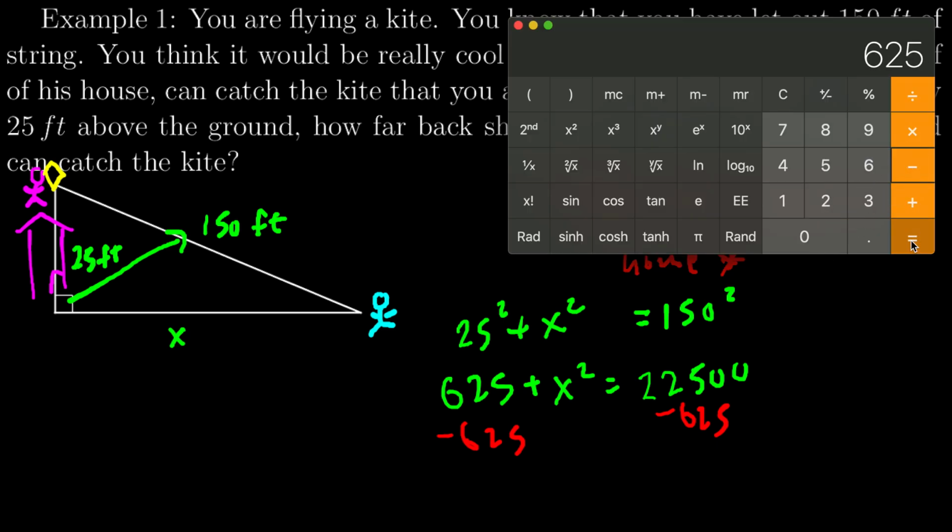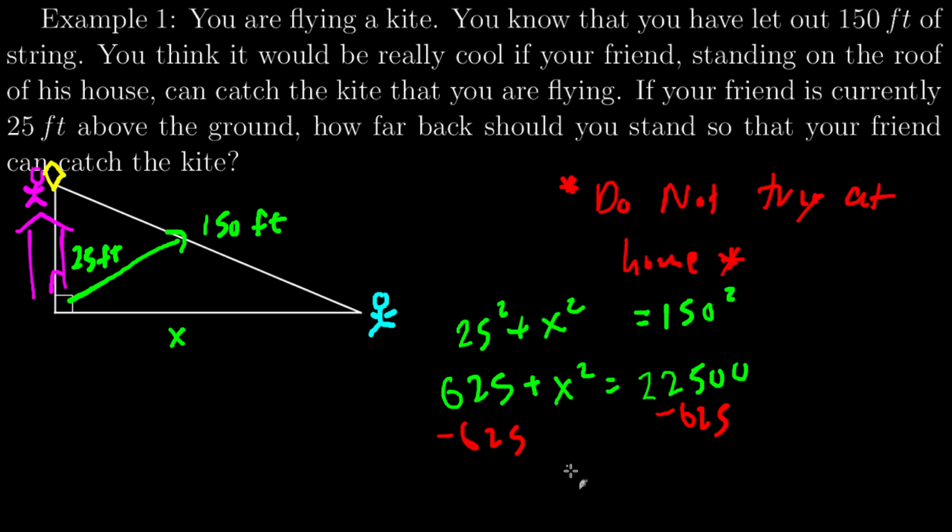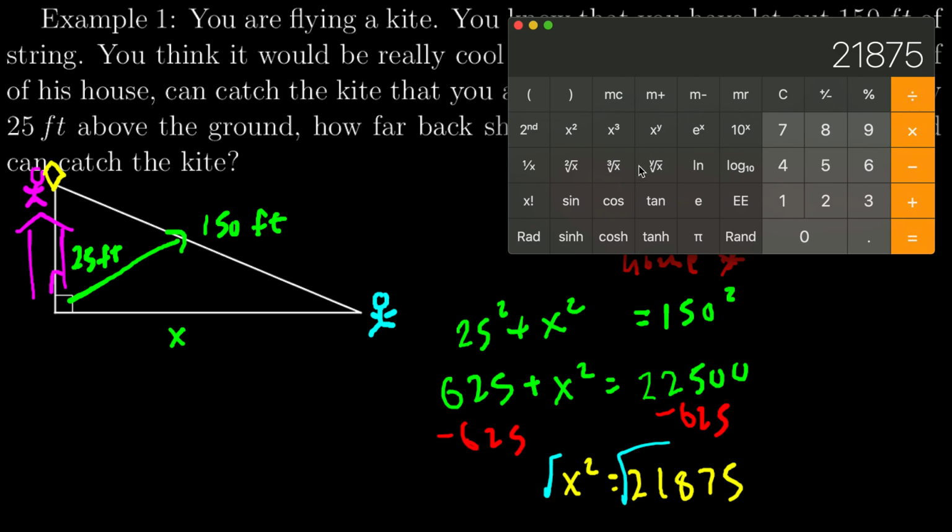And let's see what I get. I get 21,875. And to finish it off, I take the square root of both sides. I don't need to break this down. Let's just go to the calculator and get a decimal.